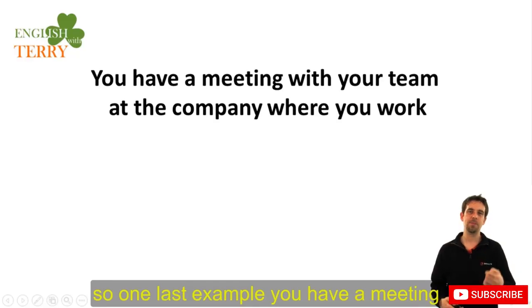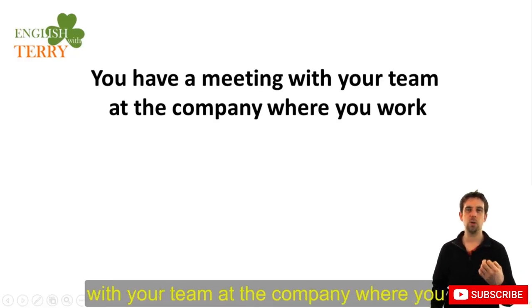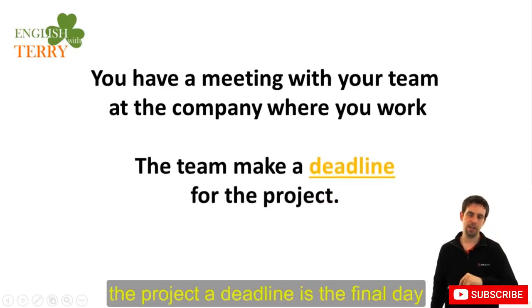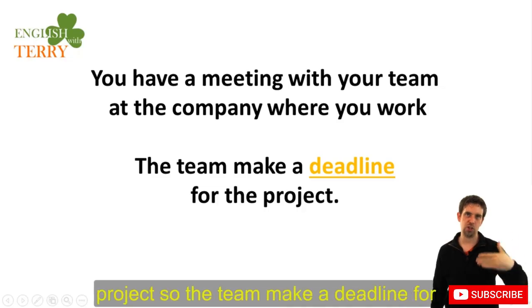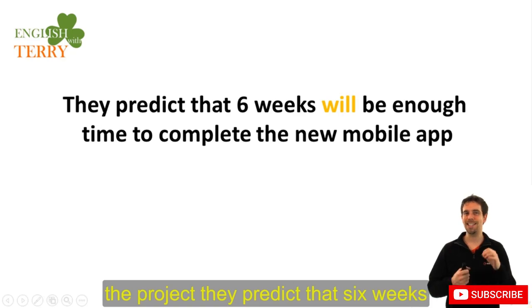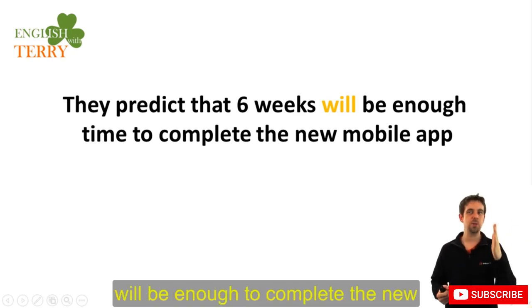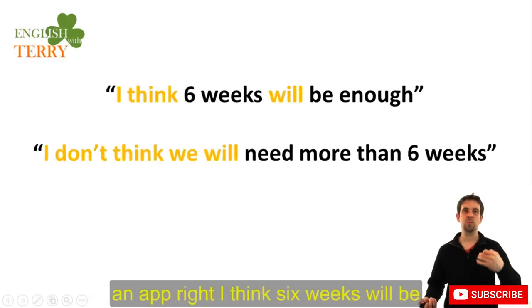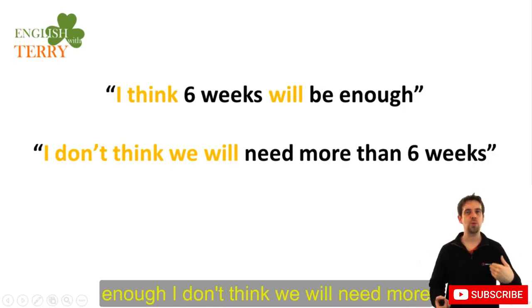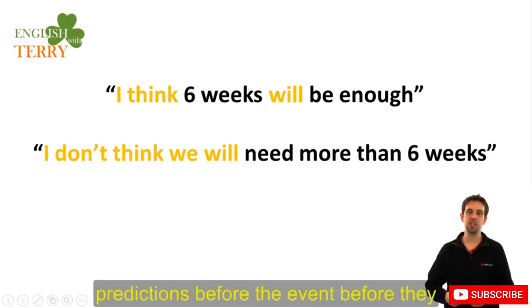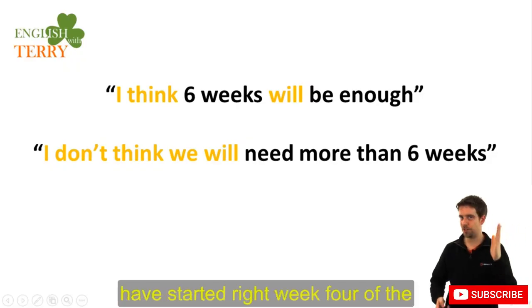So one last example. You have a meeting with your team at the company where you work, right? The team make a deadline for the project. A deadline is the final day, final date when you must finish your project. So the team make a deadline for the project. They predict that 6 weeks will be enough to complete the new mobile app. Okay, just an example, making an app, right? I think 6 weeks will be enough. I don't think we will need more than 6 weeks, right? They are making the predictions before the event, before they have started, right?